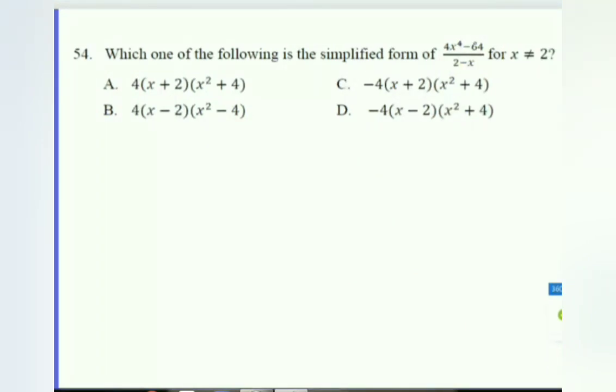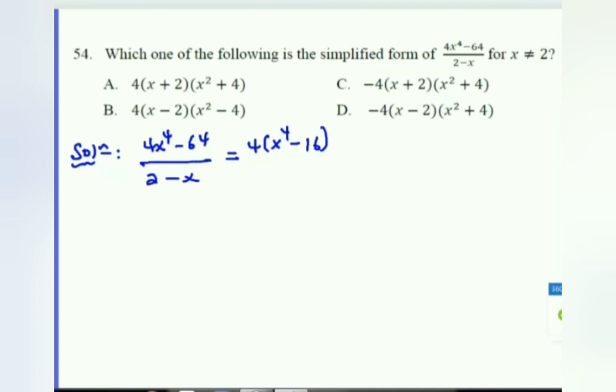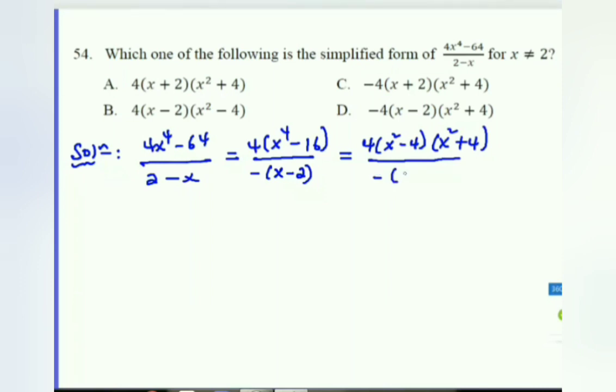Which one of the following is the simplified form of the given rational expression? So here we are asked the simplified form of 4x to the power of 4 minus 64 over 2 minus x, for x different from 2. So here let us factor things out. 4 times x to the power of 4 minus 16, over, we can factor out minus from the denominator, then we will get minus times x minus 2. Again, x to the power of 4 minus 16 can be factored as x squared minus 4 times x squared plus 4, over the negative of x minus 2.